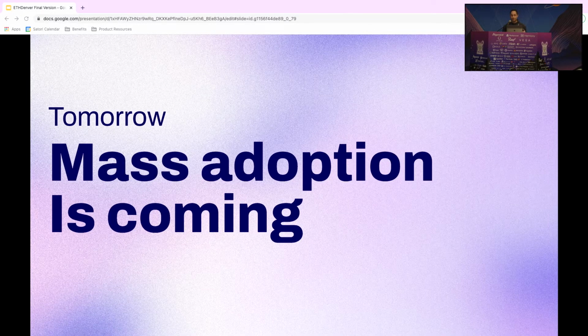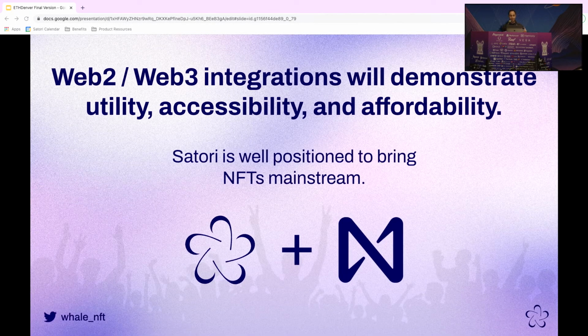Mass adoption is coming. And Web 2 and Web 3 integrations will demonstrate utility, accessibility, and affordability of what this technology is capable of doing. And I mentioned earlier I'm working on a project called Satori, and I feel like we are very well positioned to help solve this problem and bring a mass market into this space.